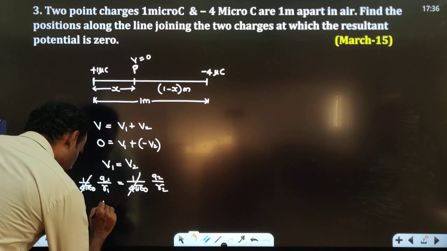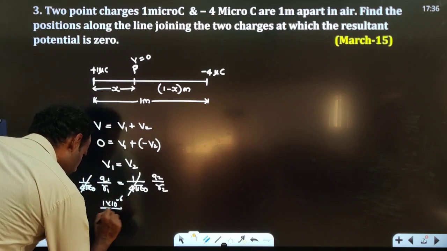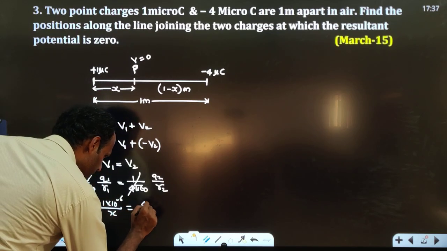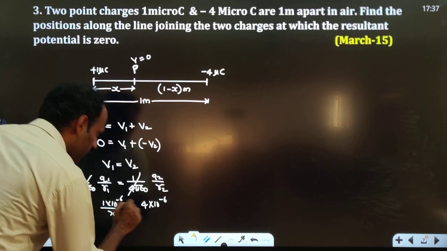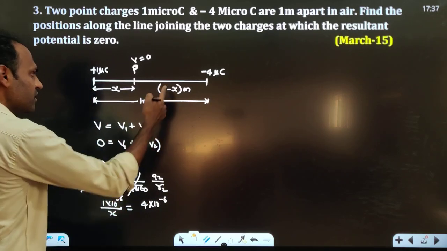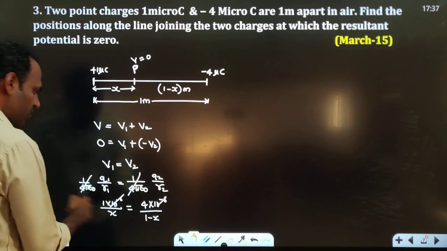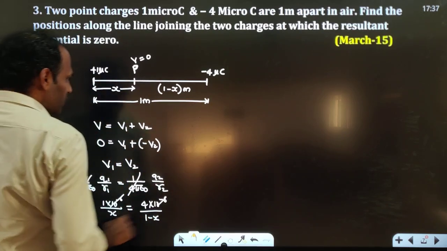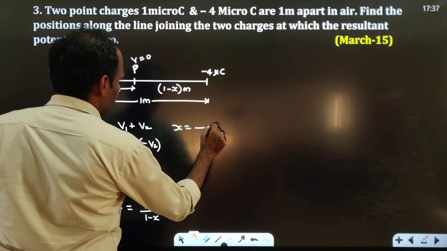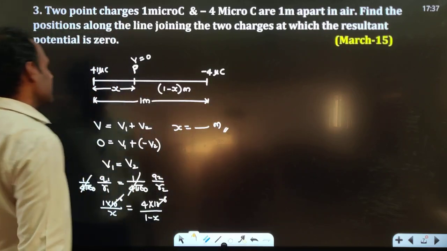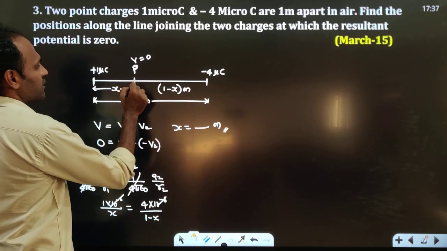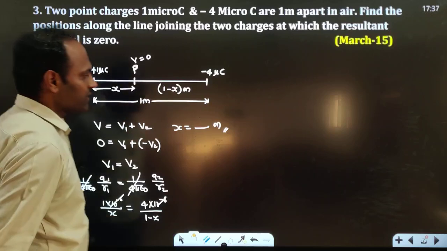So I will just substitute here 1 into 10 to the power minus 6 divided by x equal to 4 into 10 to the power minus 6. Again, don't take minus here because we have already taken minus here, and the distance is 1 minus x, right? Micro will get cancelled, cross multiply, you will get the value of x. So we got the value of x, right? It has to be in meter. We'll get the final answer. So that is the 0 potential point in between the charges.